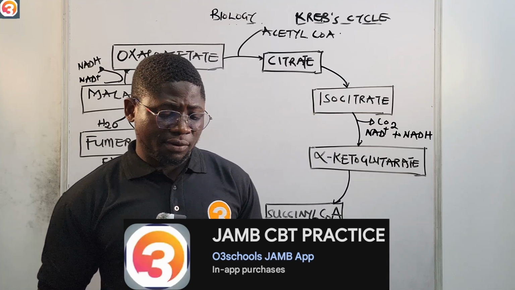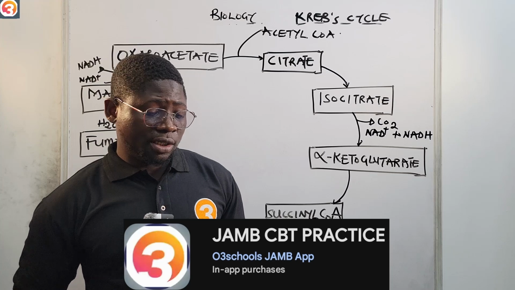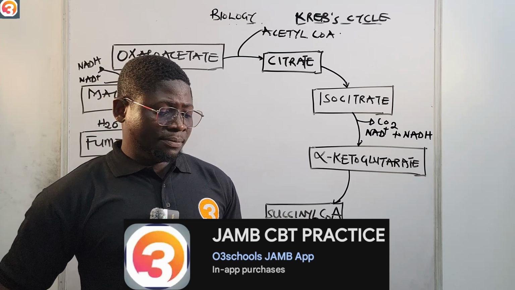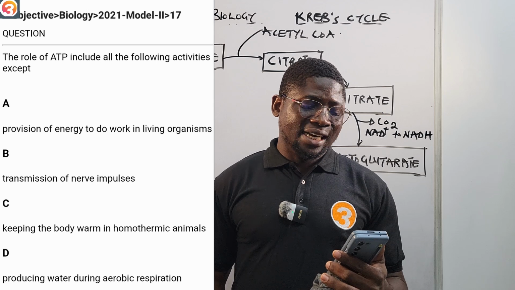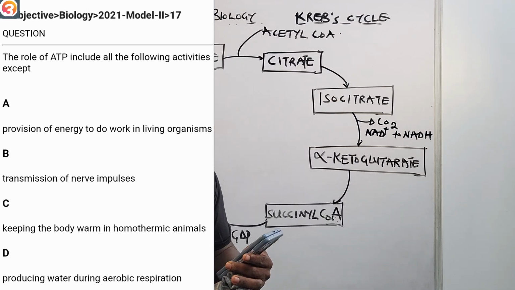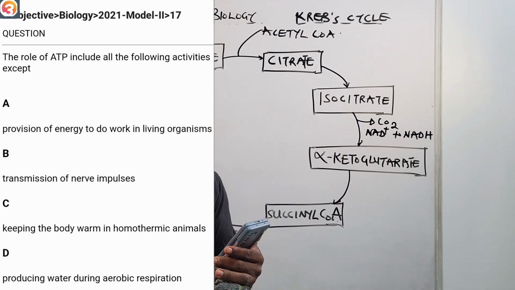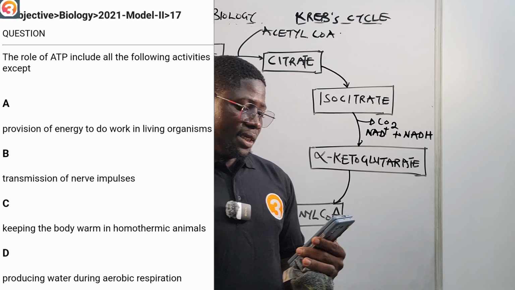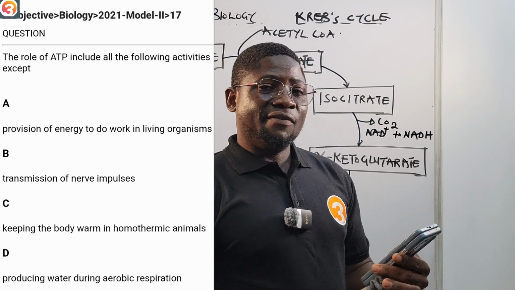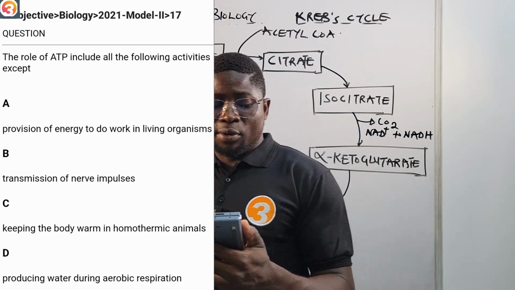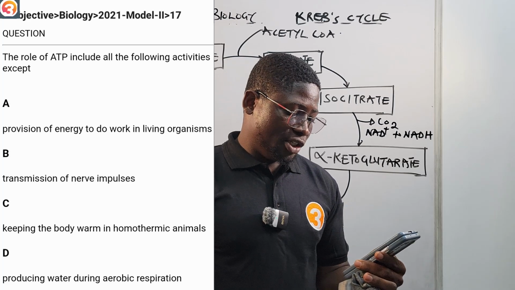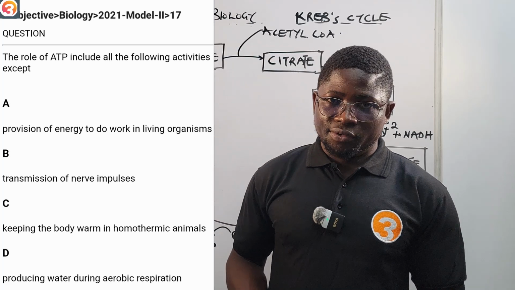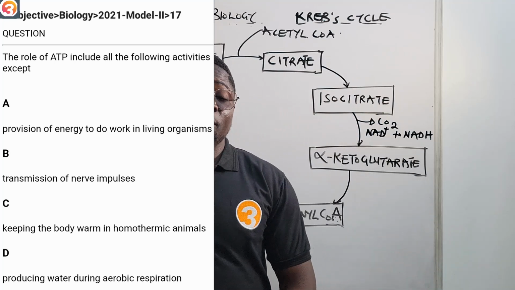Let us see a JAMB past question from the app. This is a 2021 biology question, question 17. It says the role of ATP includes all the following activities except: A, the provision of energy to do work in living organisms. B, the transmission of nerve impulses. C, keeping the body warm in homothermic animals. D, producing water during aerobic respiration. We'll come back to this question and many more.